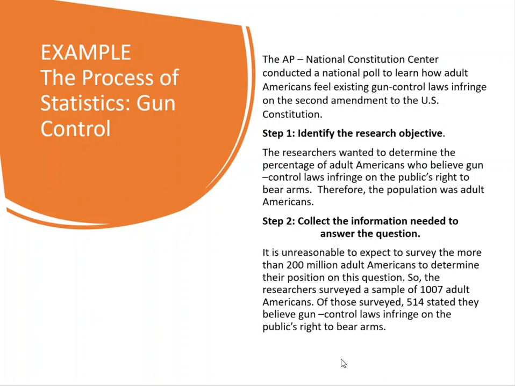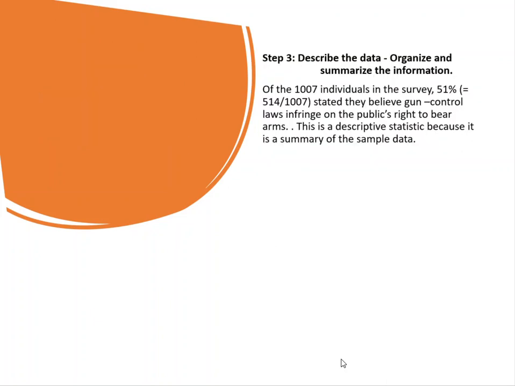The third step, after we have collected the data, is to describe or organize the data that we've just collected. One of the ways that we can do that is to look at the numerical summary. 51%, or 514 out of 1,007 of the people surveyed, stated that they do believe that it infringes on their constitutional rights. So that 51% becomes our descriptive statistic and is one part of our numerical summary for the data.